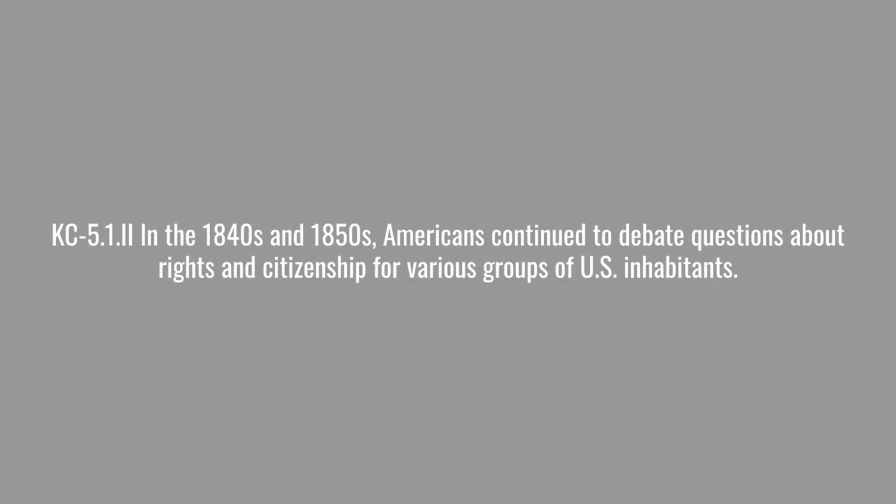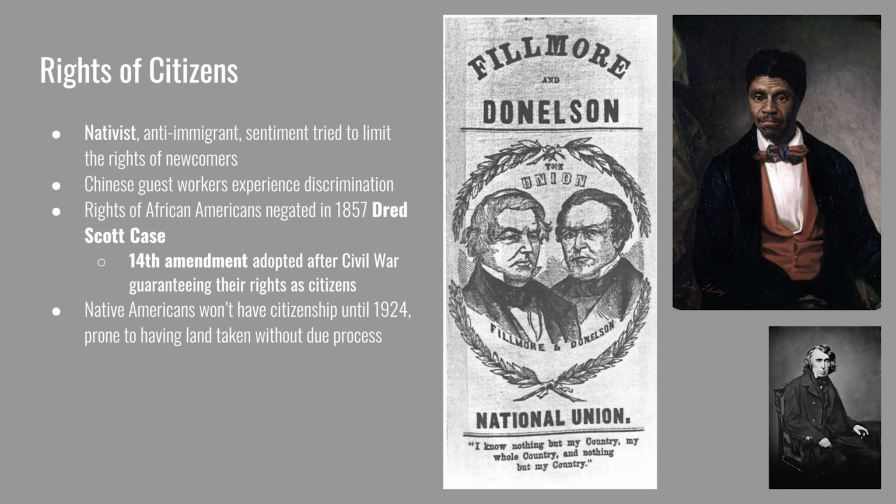In the 1840s and 1850s, Americans continued to debate questions about rights and citizenship for various groups of U.S. inhabitants. When it comes to immigrants, there is a rise of nativism or anti-immigrant sentiment that tries to limit the rights of newcomers through attempts at lengthening the required amount of time to be eligible for citizenship. This keeps migrants from voting and limits their immigration into the United States as a whole. This begins with some anti-Irish and anti-German sentiments that were sometimes rooted in anti-Catholicism. Nativist efforts to restrict immigration will continue through the 20th century.